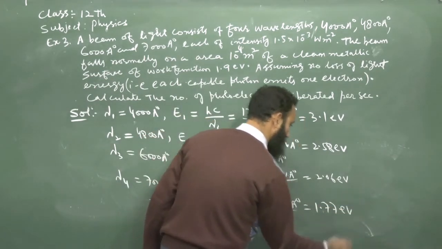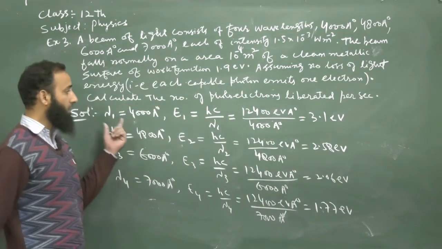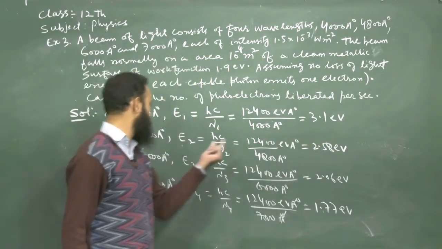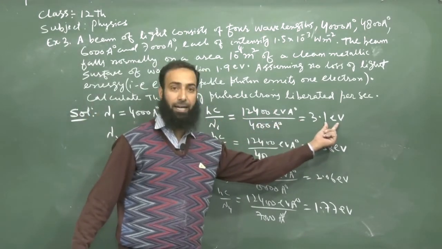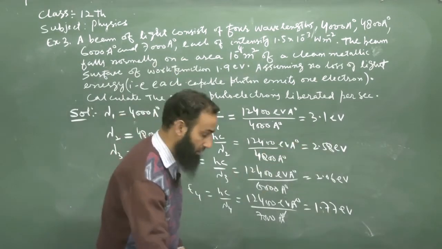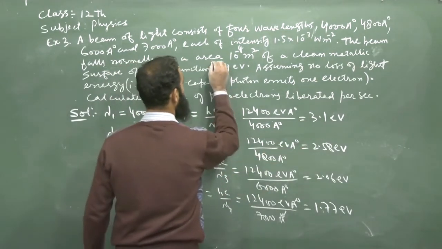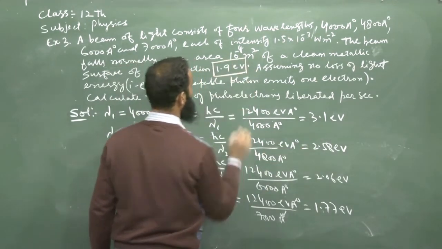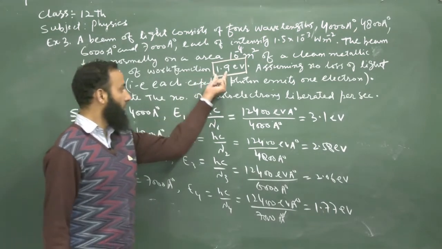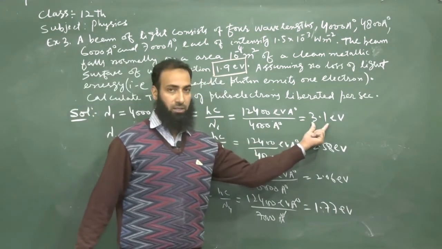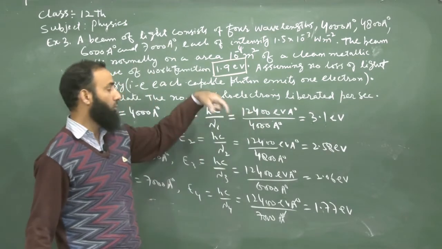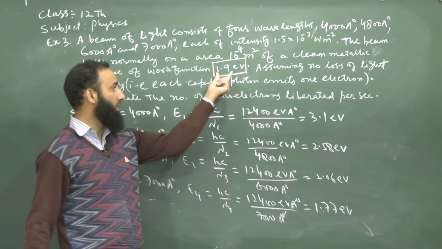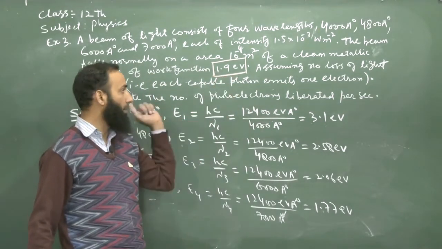1.77 electron volt. Thus, the energy of the photon which corresponds to the wavelength lambda 1 is 3.1 electron volt, which is greater than the work function. This is the work function of the given metallic surface. So therefore, these photons are able to impart the appropriate amount of energy to the electrons in the given metallic surface, and hence these electrons will come out.